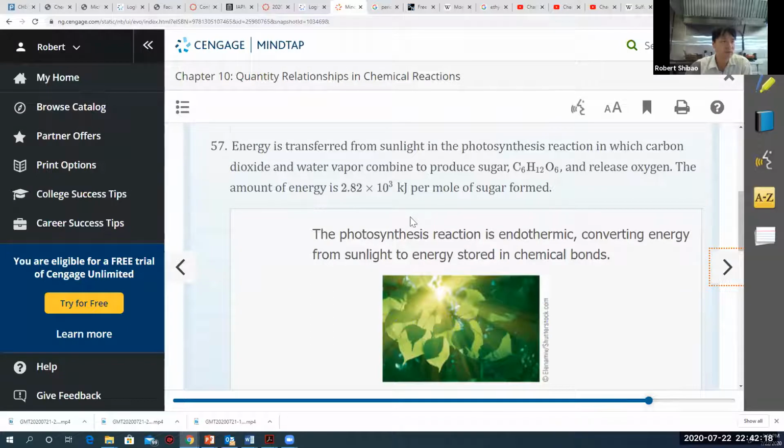Stoichiometry is important, so that's why I'm going through all these problems. Energy is transferred from sunlight in the photosynthesis reaction. Okay, so we saw the photosynthesis reaction earlier. The amount of energy is 2.82 times 10 to the third kilojoules per mole of sugar formed. Okay.